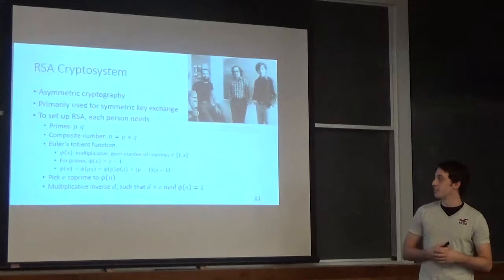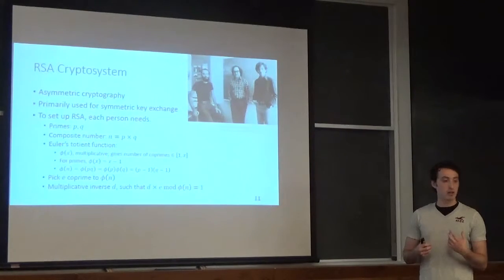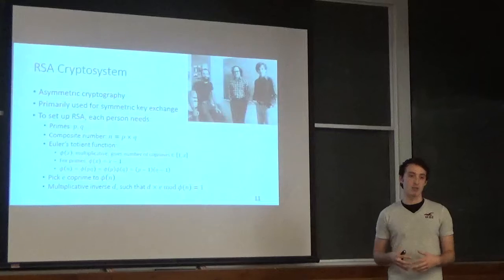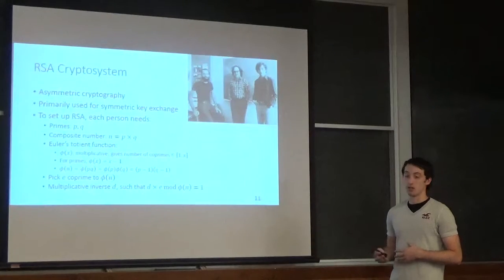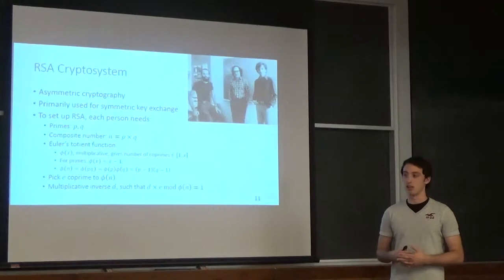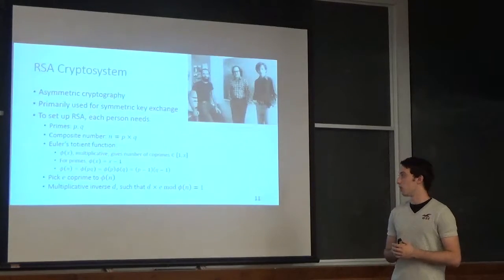The example of this that is used most often is the RSA cryptosystem, which was developed by three guys at MIT. Even though it can be used to exchange messages, which the Diffie-Hellman protocol cannot, it's primarily used for symmetric key exchange, so then you can do symmetric cryptography between two parties.